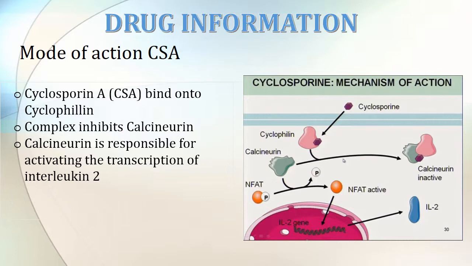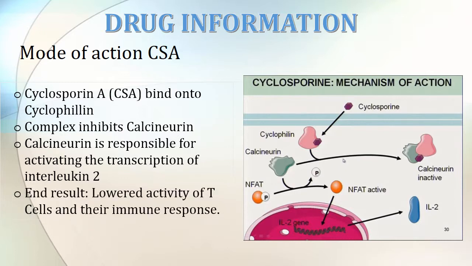And it does this by dephosphorylating nuclear factors so that active nuclear factor can increase the gene coding for IL-2. And so once you inhibit that, you don't get any gene coding. And so what do you get? You get a lowered activity of T cells and the immune response.